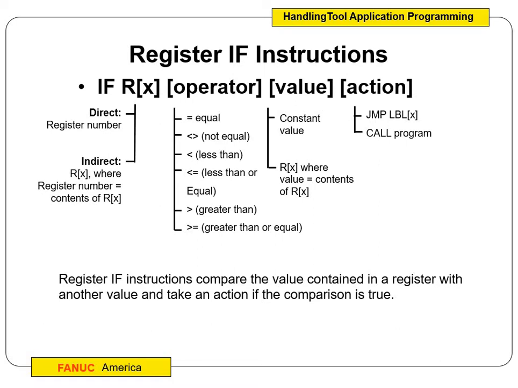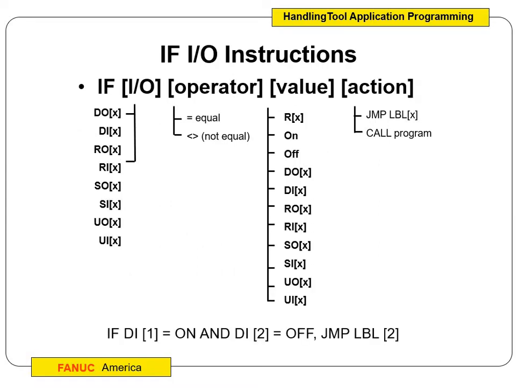So we have our operators. We can say equal. Okay, we can use not equal to by using the open and closed inequalities facing each other. We can use less than. We can use less than or equal to. Okay, greater than or equal to. We can say that it's equal to a constant value or another register value. And what can we do from that? We can jump label, so we can jump to somewhere else in the program, or we can call a program. So this is kind of how our if instructions are going to work if we're using some sort of operator.